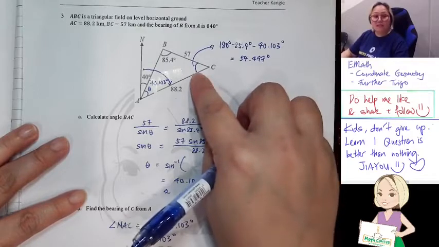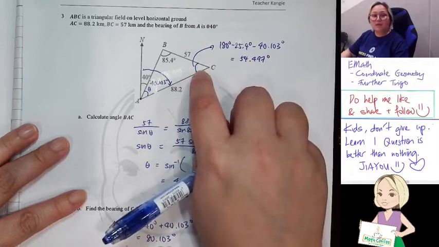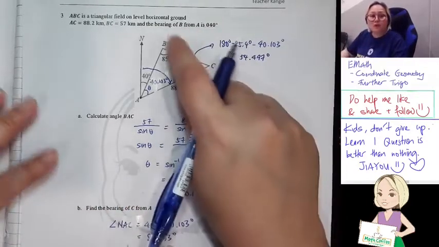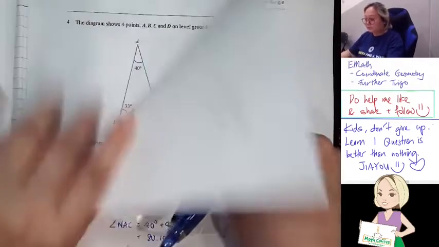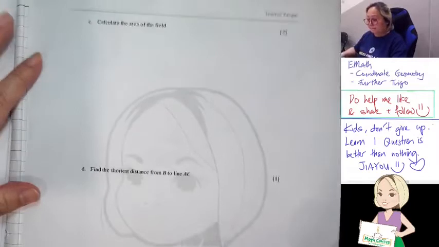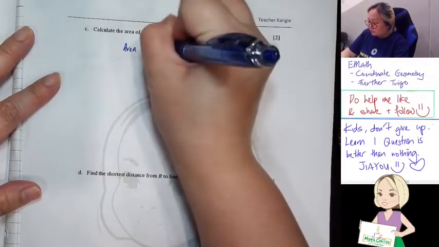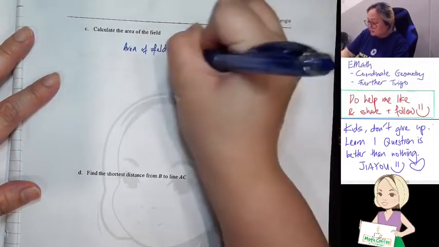Okay? And you see this. Half ab sine C means the angle must be the one included between the two lengths. So I will use 57, 88.2 as well as this angle over here. So I will say area of the field is half ab sine C, which we will use.